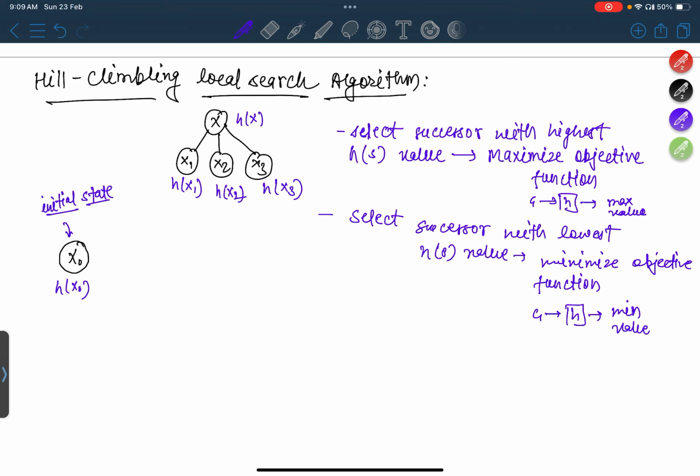We'll start with that. We'll generate all the successors. So let's suppose the successors we generated are x1 and x2. We'll compute those values: h of x1, h of x2. So we'll compare which of these is better, right? Because let's suppose we are trying to minimize our objective function.